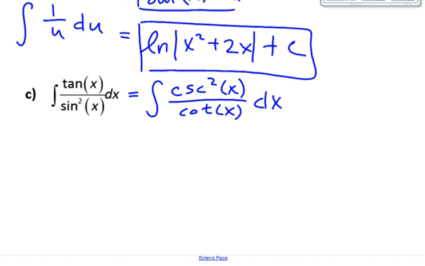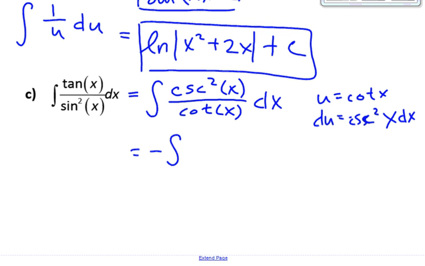Because if you had forgotten that the derivative of cotangent is negative cosecant squared, then you would never have been able to do this problem. So u would be cotangent, and du would be negative cosecant squared dx. So the only thing you have to change here is we need to make this a negative 1 over u du. So the answer would be a negative natural log of cotangent x plus c.